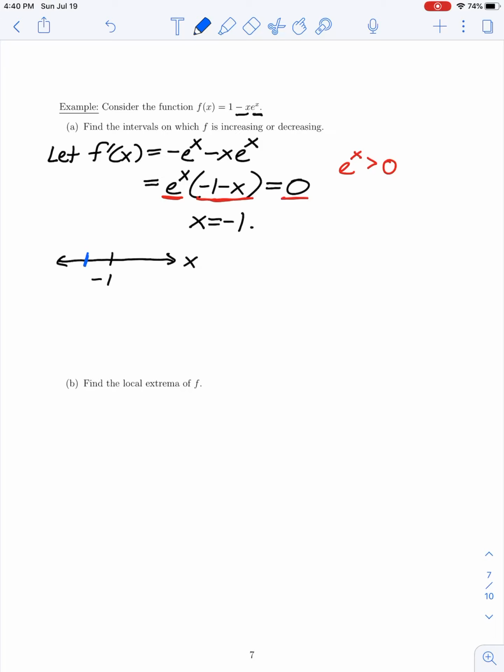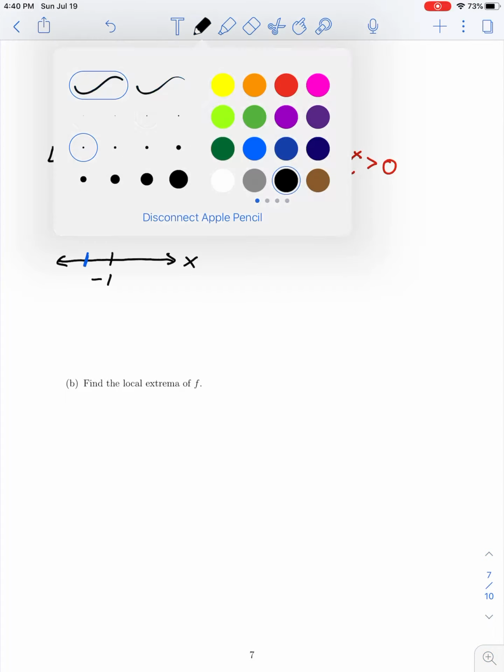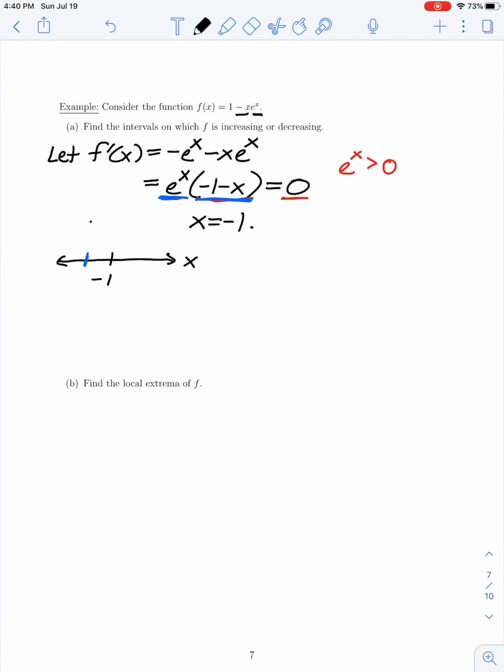So to the left of -1, we could take x equals -2. And when we substitute into our derivative, well, this e to the x term we said is always positive. And then we would have a -1 minus -2, or plus 2, which would give us a positive value. So to the left of -1, our function is increasing.